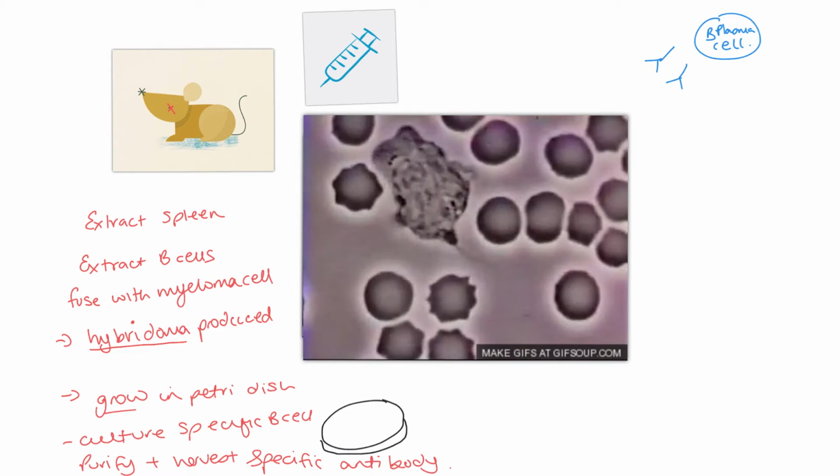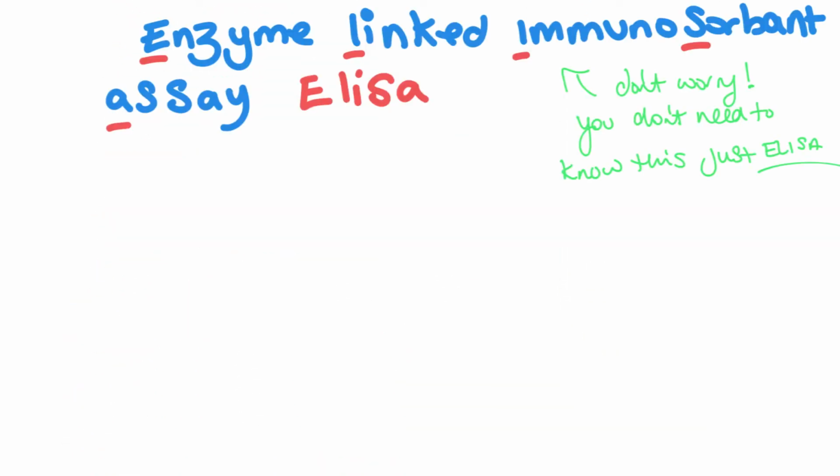So let's then talk about how these antibodies can be used in the ELISA test. The ELISA test stands for the Enzyme-Linked Immunosorbent Assay, ELISA. There are two types of ELISA, the direct and the indirect. We're going to talk about them separately. Let's talk about the direct ELISA first.